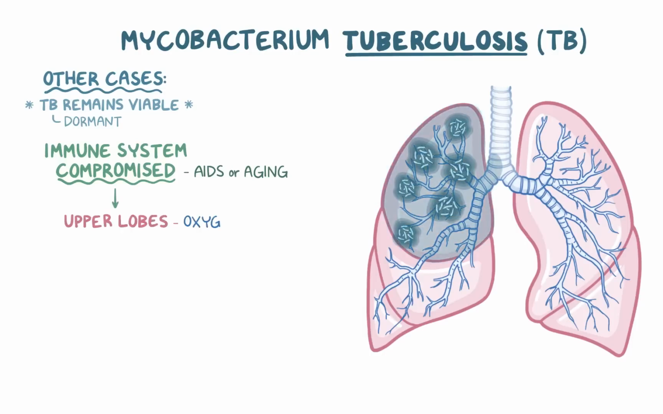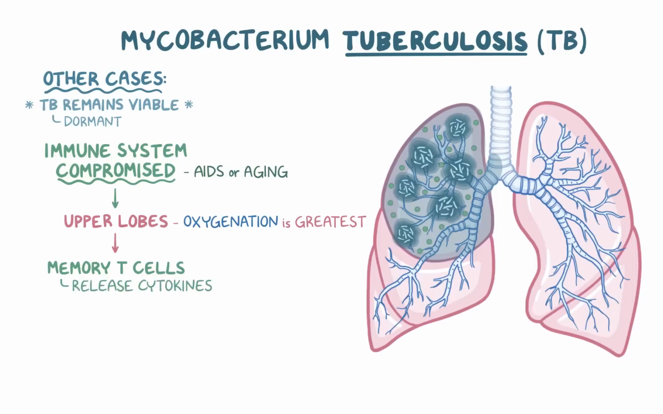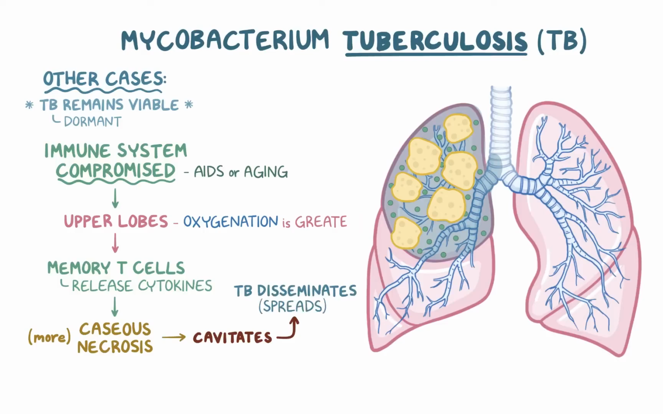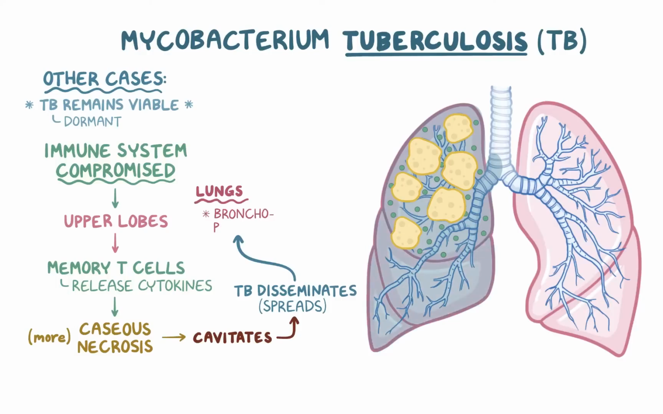It's thought that this is because oxygenation is greatest in these areas, and TB, being an aerobe, prefers areas of greater oxygenation. Since they were previously exposed, the immune system's memory T cells quickly release cytokines to try and control the new outbreak, which forms more areas of caseous necrosis. This time though, it tends to cavitate, or form cavities, which can allow the bacteria to disseminate, or spread through airways and lymphatic channels to other parts of the lungs, which can cause bronchopneumonia.